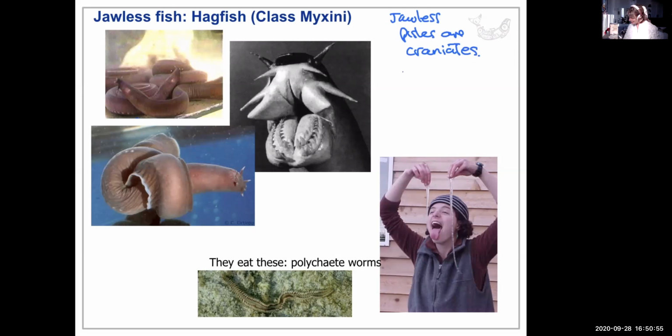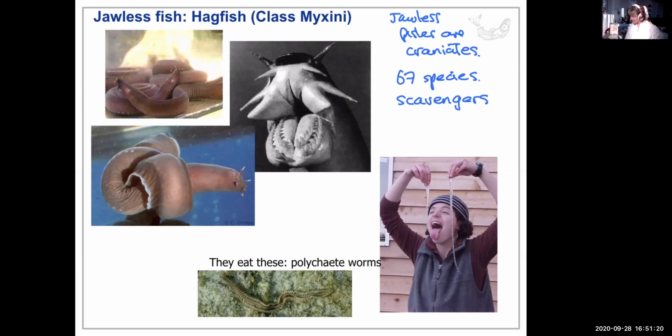There's approximately 67 species of hagfish. They're scavengers. They're very widespread, and they have an enormous amount of mucus that they exude from their bodies so they can slip away from predators. So they're very porous.